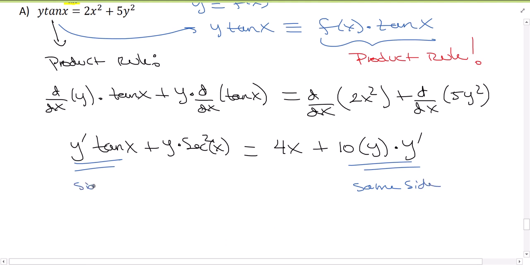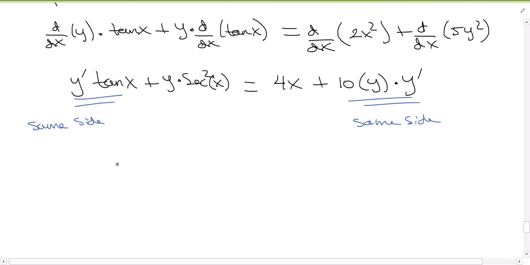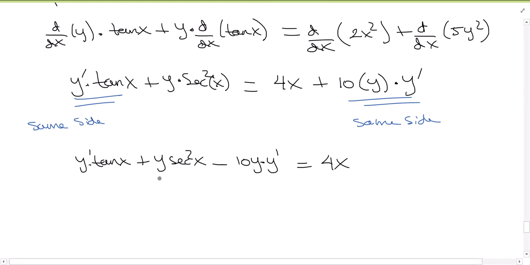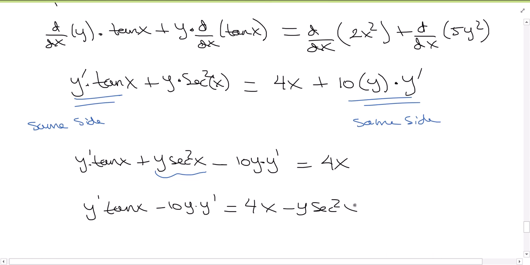So here is personal preference. Which one do you move? So I'm going to move the 10y y prime over. And so that means I'm going to subtract it from both sides. So I'm going to have y prime tangent x, right? These are being multiplied. So y prime times tangent x plus y secant squared x minus 10y times y prime equals just 4x. Now I need to get rid of this one, so move it to the other side. So I'll have y prime tangent x minus 10y y prime equals 4x minus y secant squared x.